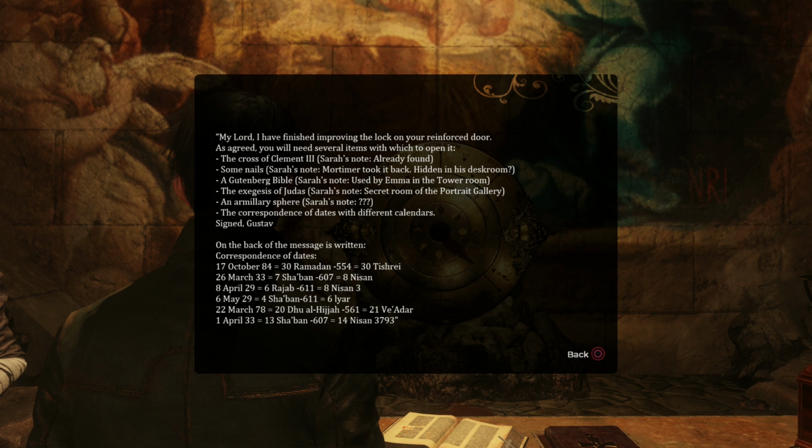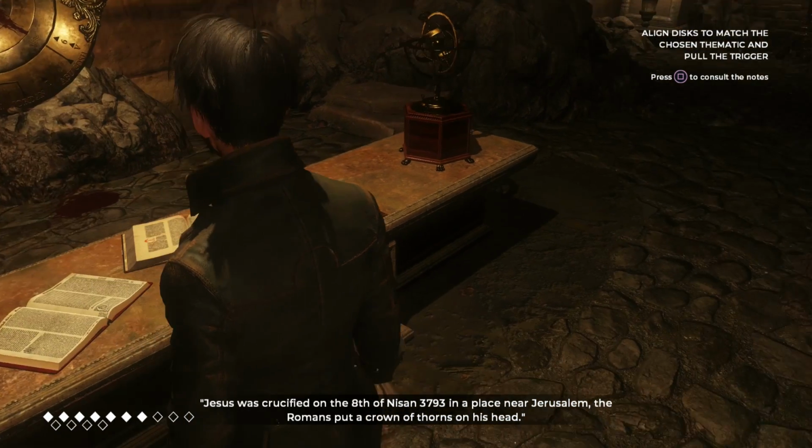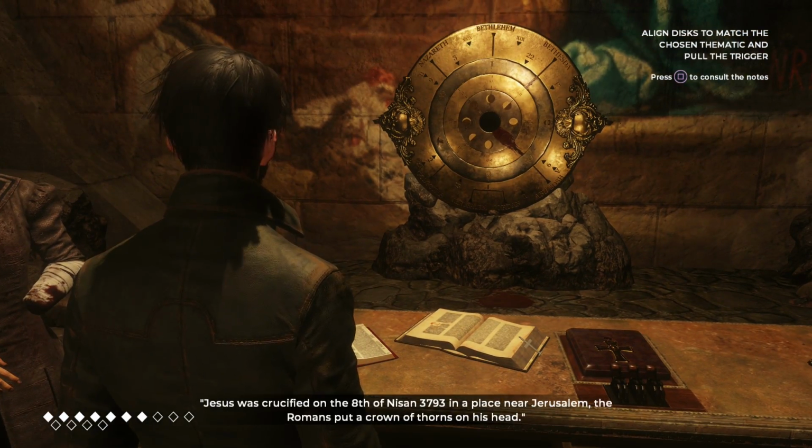Because you have the 14 Nissan 3793, you have the 8 Nissan 3793. Both are in Shaban compared to the other one that's Rajab. And both are 607. So, I think we got it, guys. I think this is it.